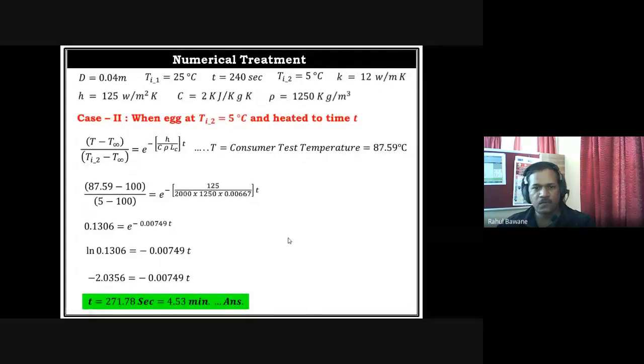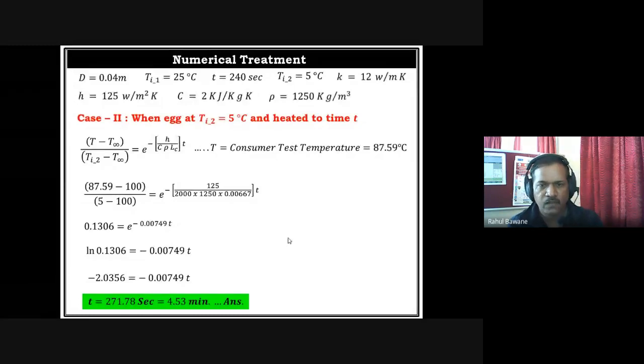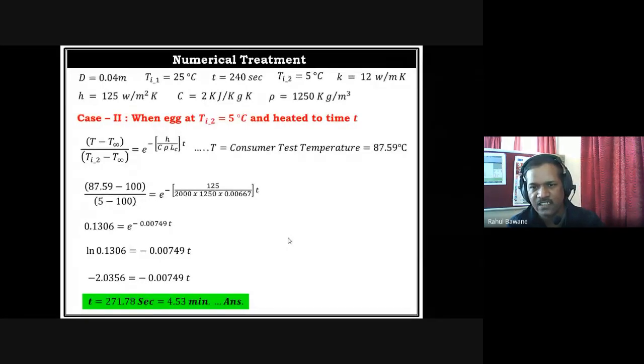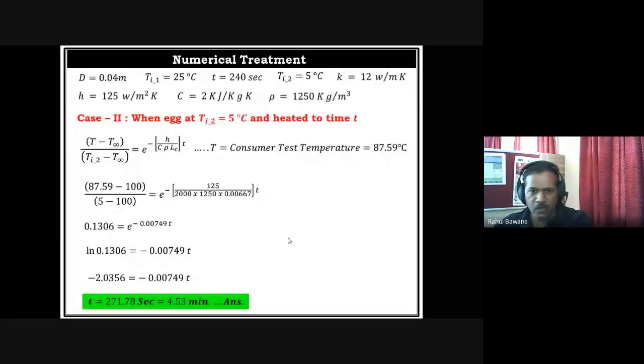So that means when a 25 degrees centigrade egg is served to the consumer after 4 minutes, if anyone tries to boil a 5 degrees centigrade egg, then he must boil it for more time, and that is 4.53 minutes. So this is another most interesting and repeatedly asked numerical in the SPPU exam.